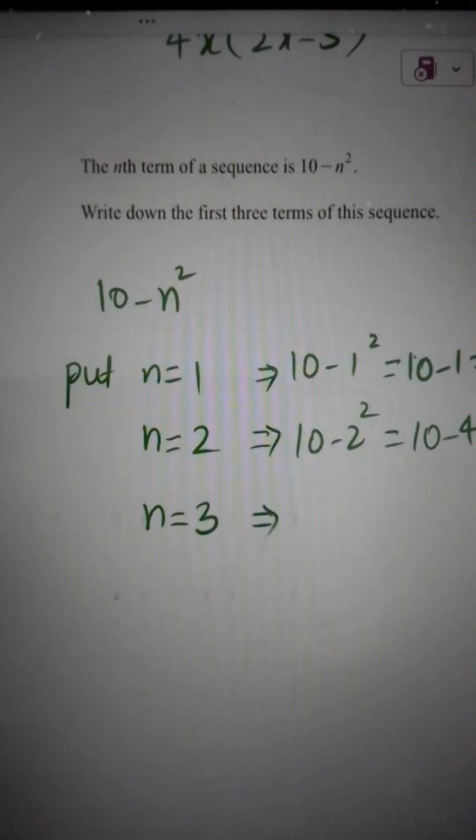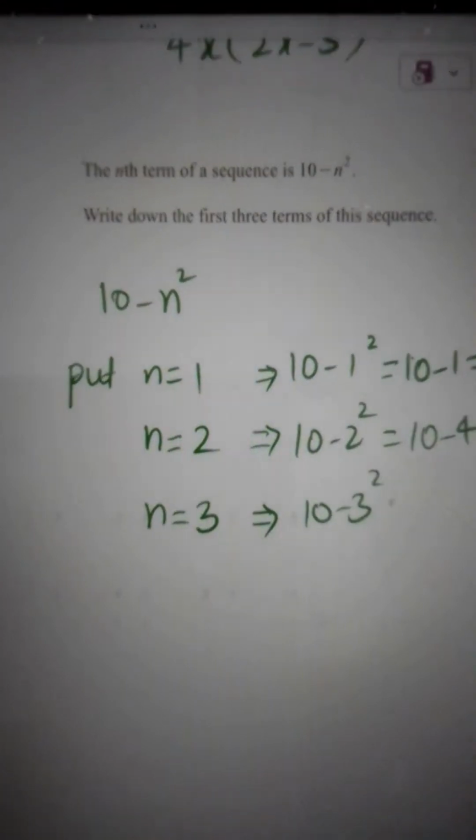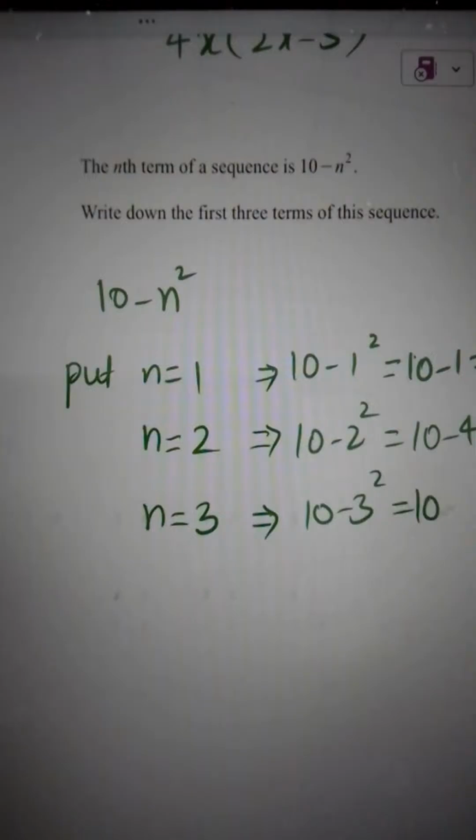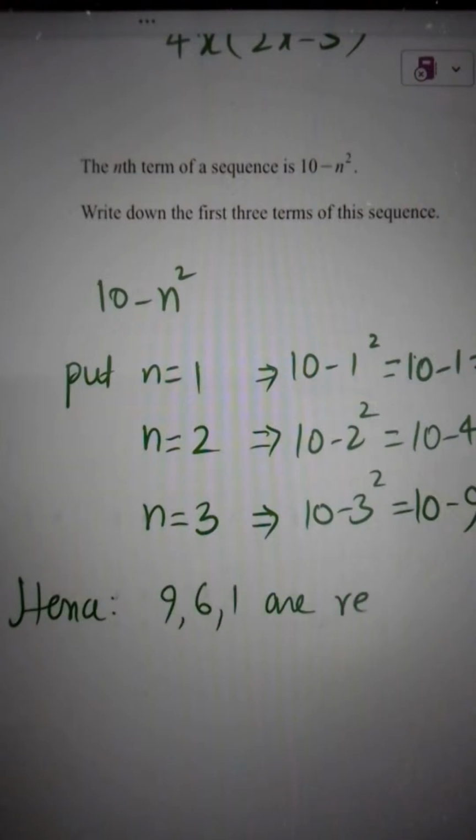N is equal to 3. Here 10 minus 3 squared is equal to 10 minus 9, which will be 1. So hence we finally have 9, 6, 1 as the first three required terms of the sequence.